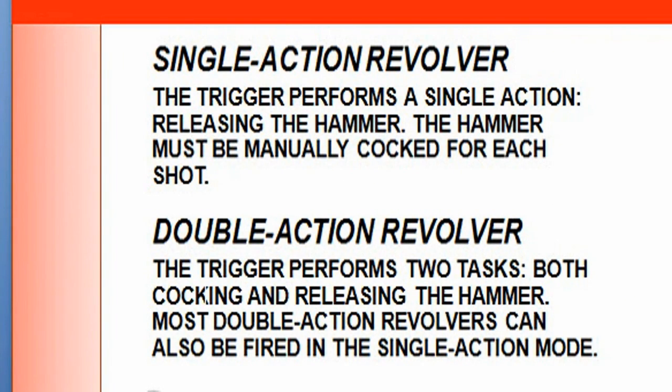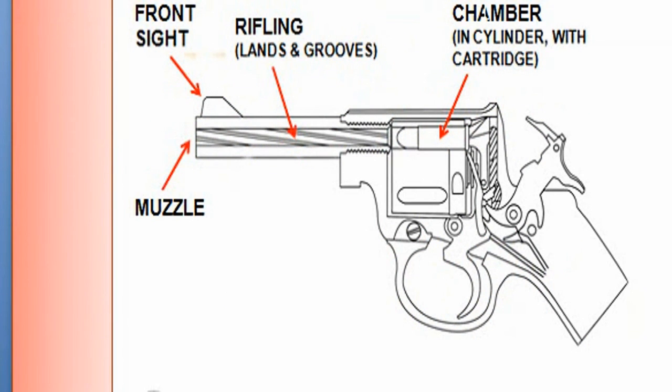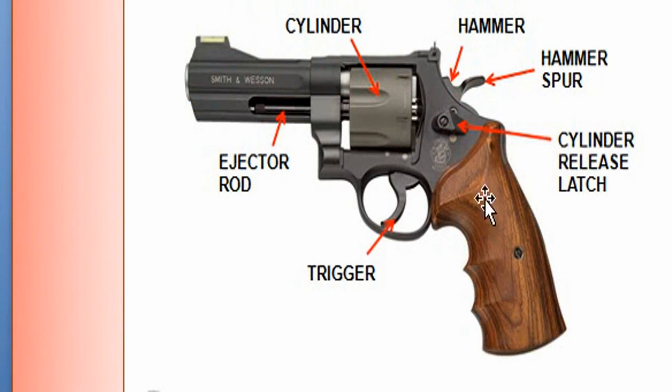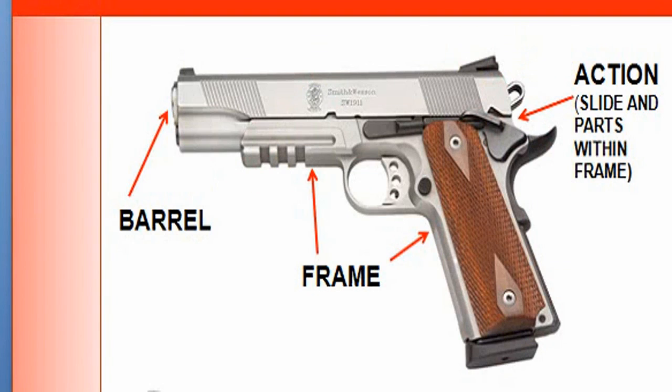A double action, the trigger performs two tasks, both cocking and releasing the hammer. Most double action revolvers can also be fired in single action mode. So in a double action revolver, you would not have to have this back here. It could be like this, and you would pull the trigger, this hammer would go back, and then it would fall forward and fire. So you would not have to cock it back.